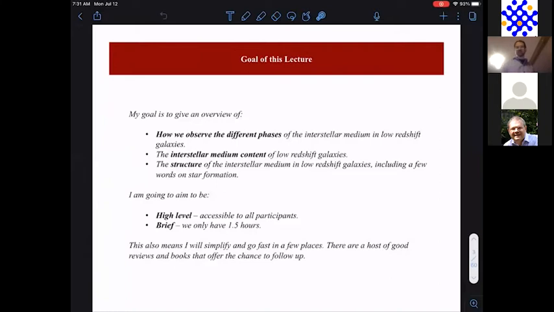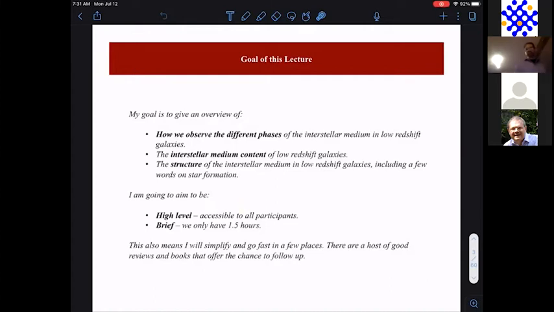I'm then going to split the rest of the lecture between discussing the content of the interstellar medium in low redshift galaxies and giving an overview of the structure of the gas. So I'll say a few words about star formation, but I'm mostly going to focus on the content and basic shape of the interstellar medium in nearby galaxies.